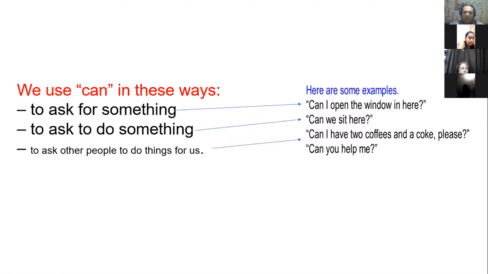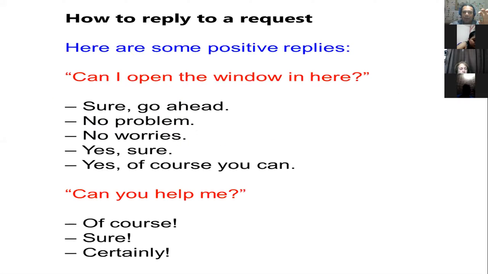No questions. Okay, no se preocupen. Ya vamos a poner esto más claro. So, aquí tenemos how to reply to a request. Cómo responder a una solicitud.